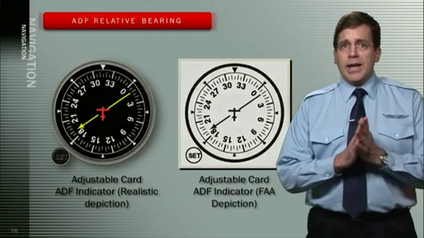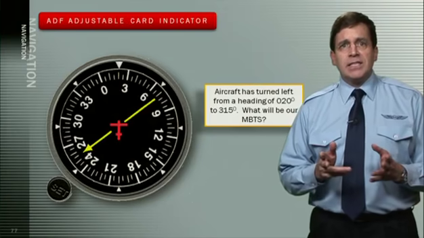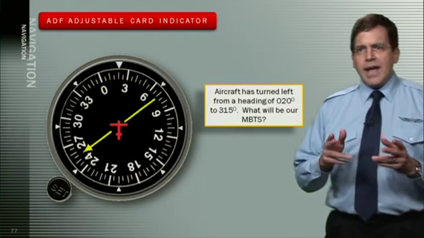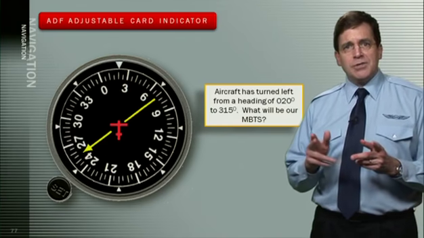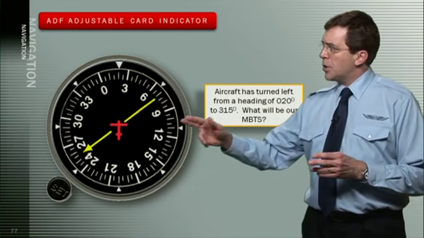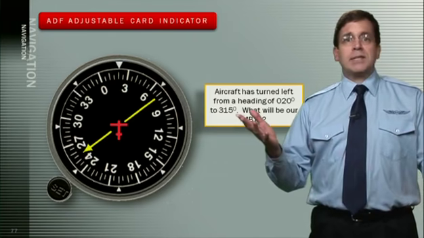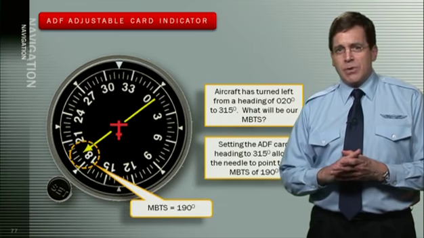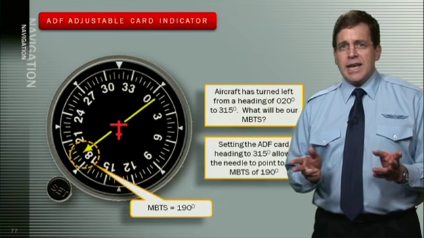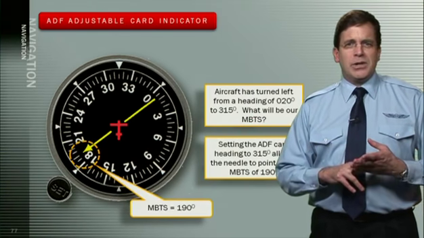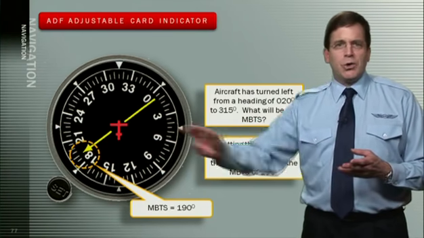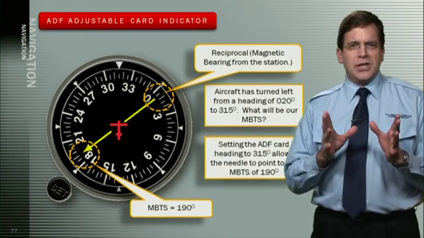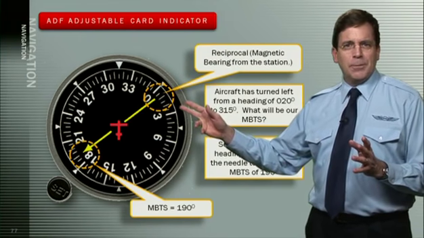The adjustable card ADF indicator simplifies finding the magnetic bearing to the station. For example, the aircraft has turned left from a heading of 020 degrees to 315 degrees. So what's the magnetic bearing to the station? Setting the ADF card heading to 315 degrees allows the needle to point to the magnetic bearing to the station of 190 degrees. The reciprocal magnetic bearing from the station is at the tail of the needle here.